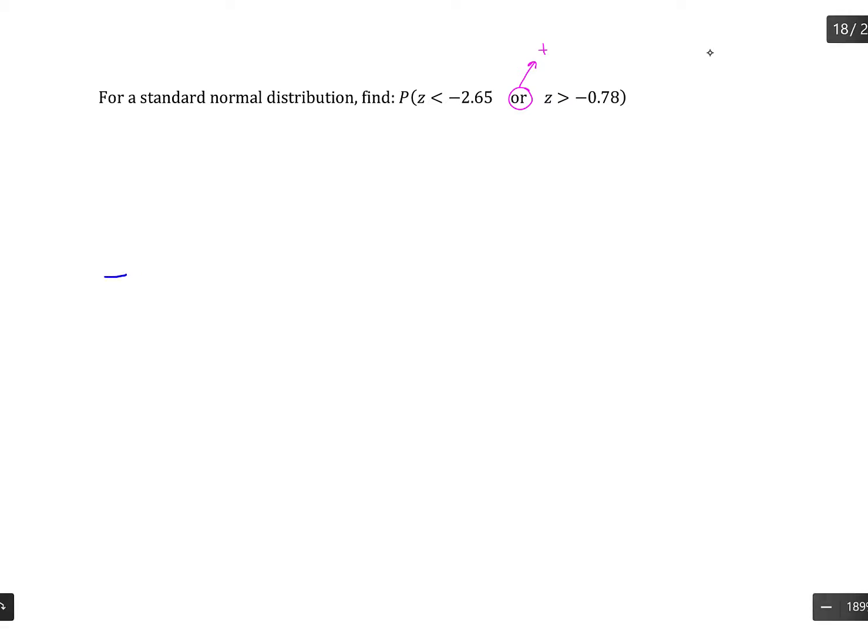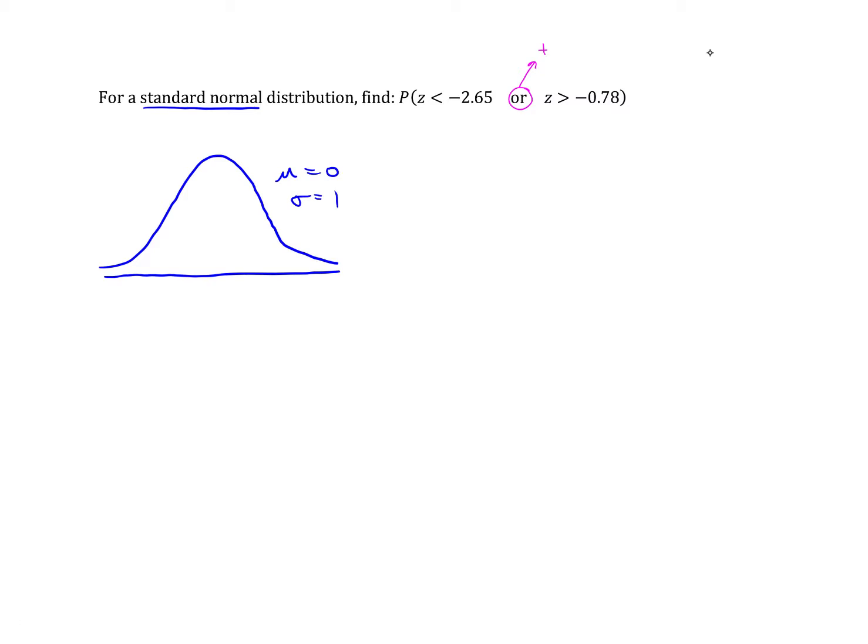What I want to do is to show you on a bell curve, which I think is a great idea to always draw, a bell-shaped distribution, no matter what type of normal distribution problem you're working with. And since I'm on a standard normal, I'm going to label the mean and standard deviation as 0 and 1, respectively. The mean is located in the center. Then I have two values that are of interest to me. So I've got negative 2.65 and negative 0.78.